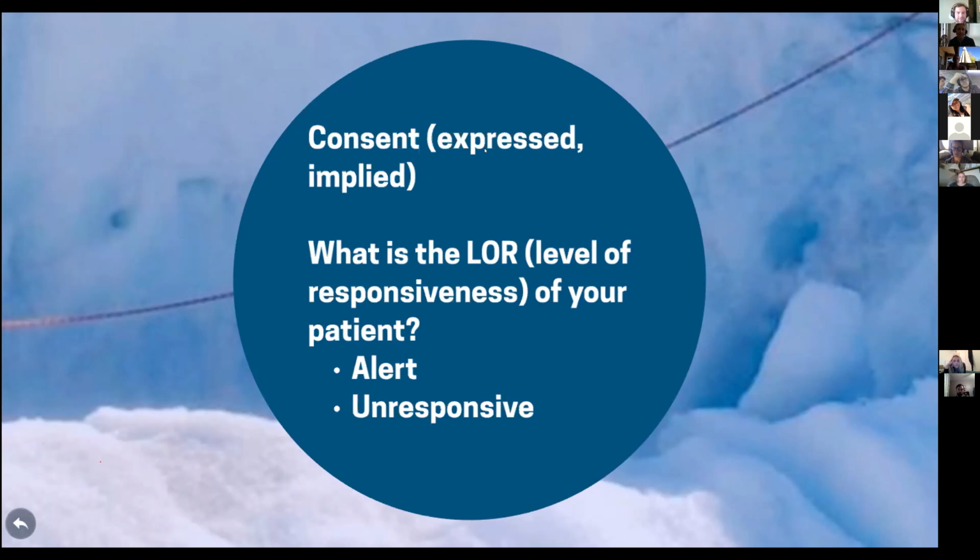Whereas if an individual does not express consent, for example, Sarah, can I help you? Nope. Sarah has expressed that she does not want my help, so I legally cannot help her because it's against her wishes for me to assist her or to touch her. And you can be sued for assault and battery if you don't get expressed consent.